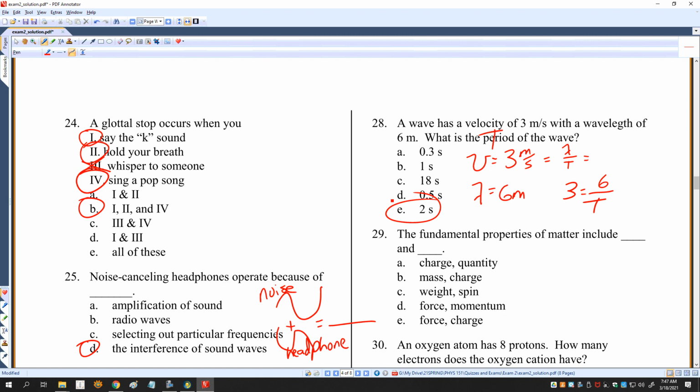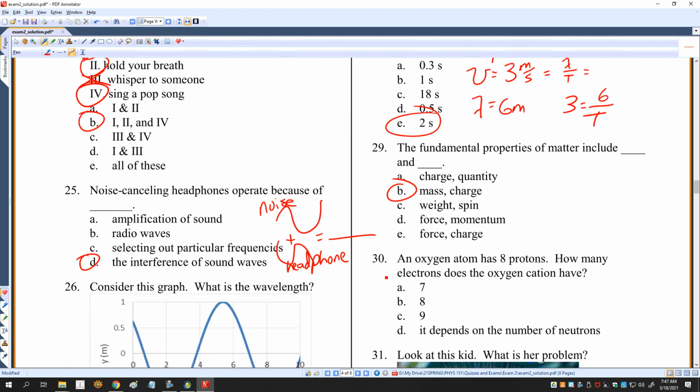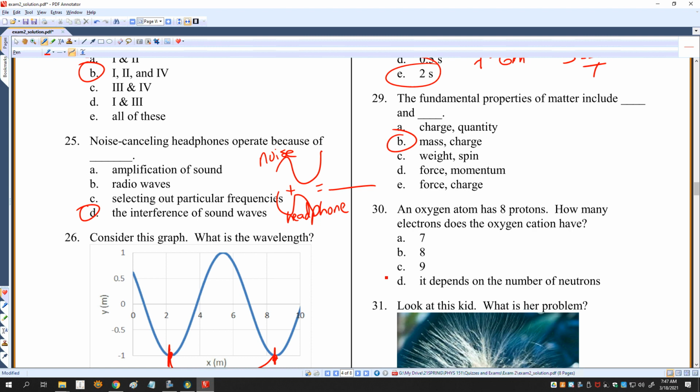Fundamental properties of matter include mass and charge. An oxygen has 8 protons. How many electrons does an oxygen cation have? That's a positive ion, so it means it has fewer electrons than it does protons.